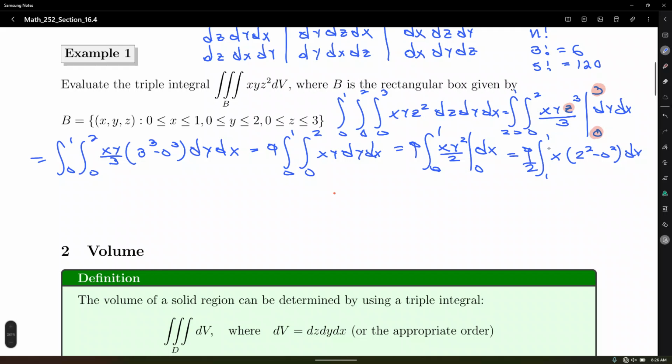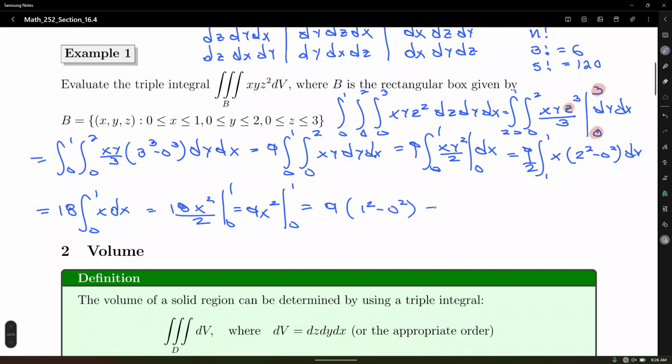And then 2 times 9, isn't that 18? So 18 times the integral from 0 to 1 of x dx, which is 18 x squared over 2 from 0 to 1, which is 9x squared from 0 to 1. 9 times 1 squared minus 0 squared, that simply equals 9.